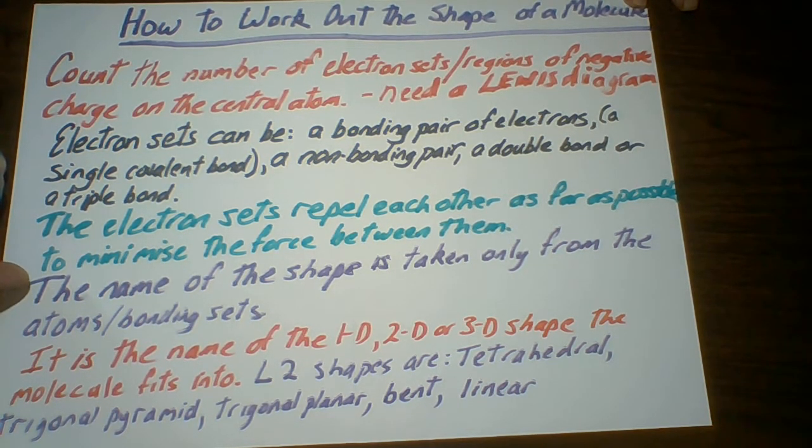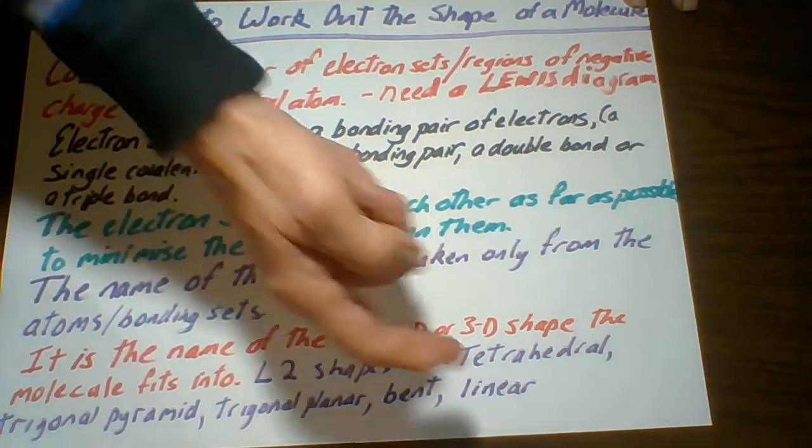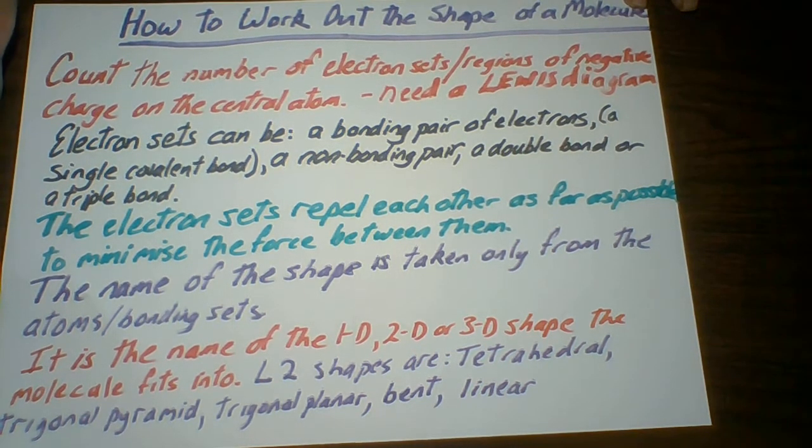The name of the shape is taken only from the atoms, or bonding sets if you like to call them that, not the lone pairs. It is the name of the 1D, the 2D, or the 3D shape that the molecule fits into. The level 2 shapes are tetrahedral, trigonal pyramid, trigonal planar, bent, or linear. And I'm going to use as my example molecules that have 4 electron sets.